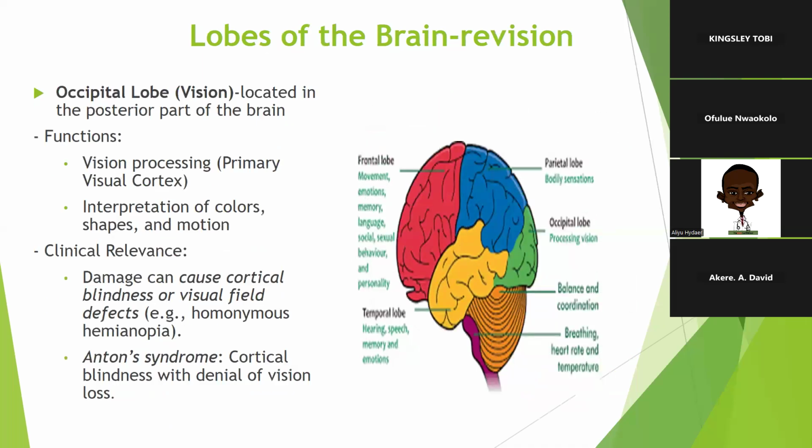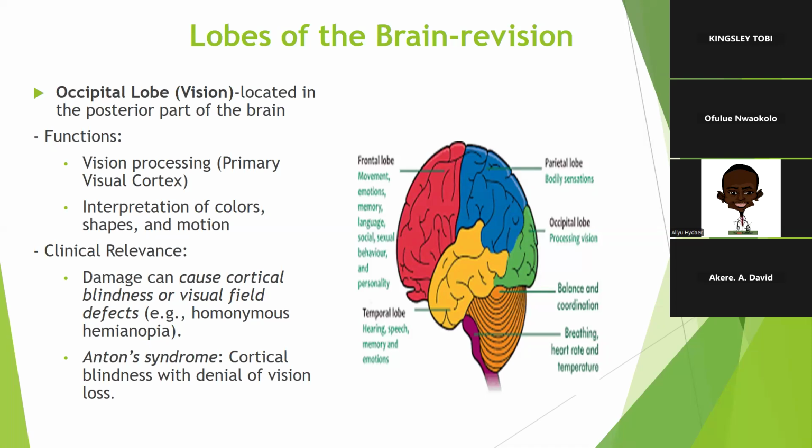The occipital lobe, all right, this is the primary visual cortex. It's located in the posterior part of the brain. You can see it here. It's also involved in interpretation of colors, shapes, and motion. And all of this is also very relevant when we're talking about cerebrovascular accidents, strokes.